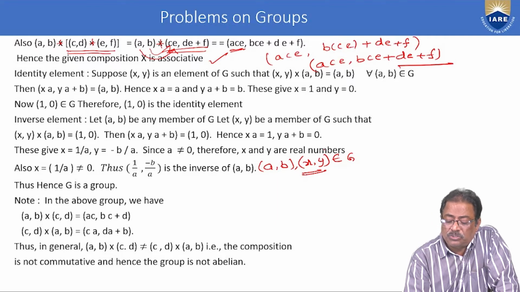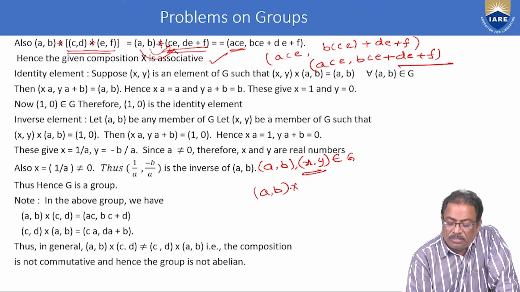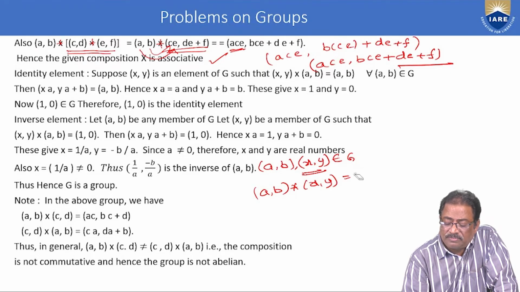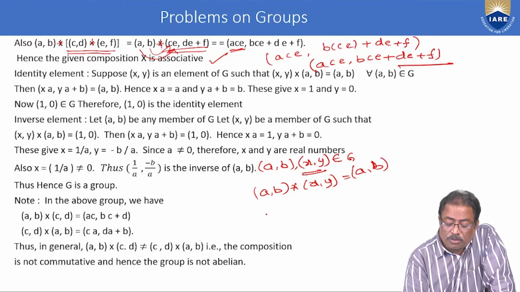If I assume this is an identity element, then (A, B) star (X, Y) can be written as AX. Of course, this is what I am going to get: an element combined by the binary operation with the identity element gives the element itself. Now I am going to apply this.